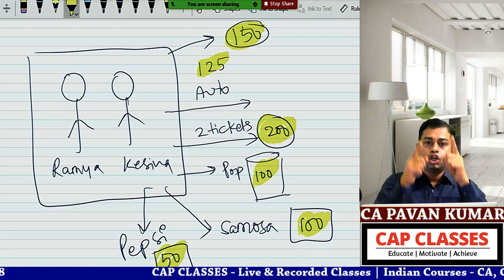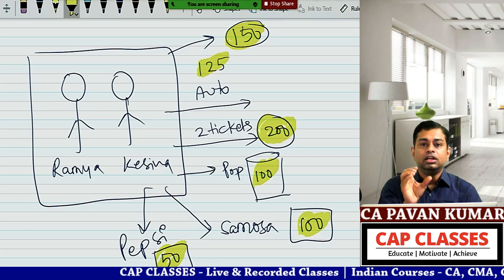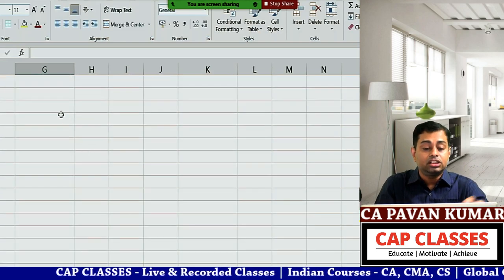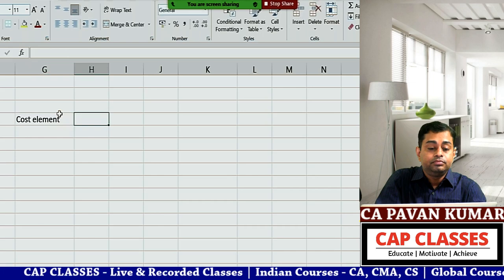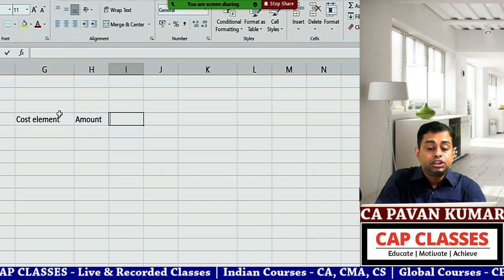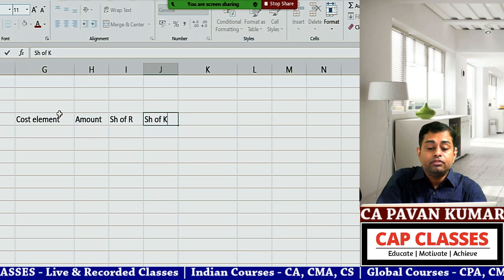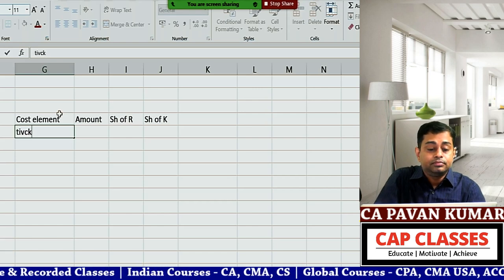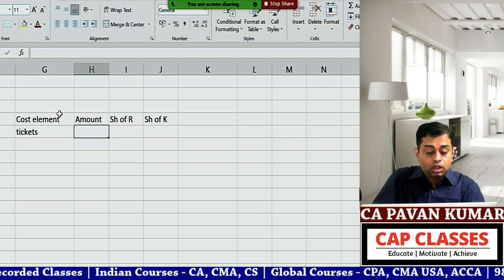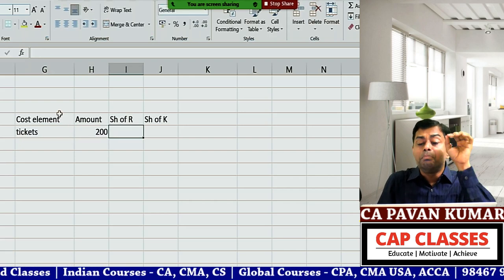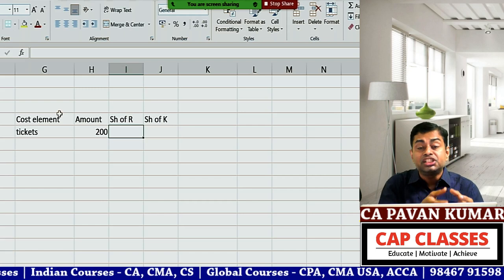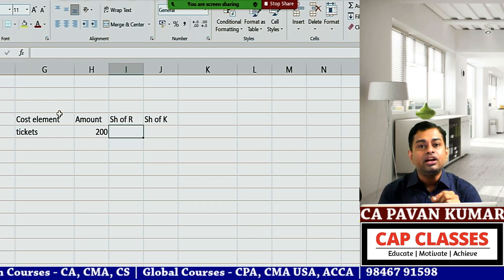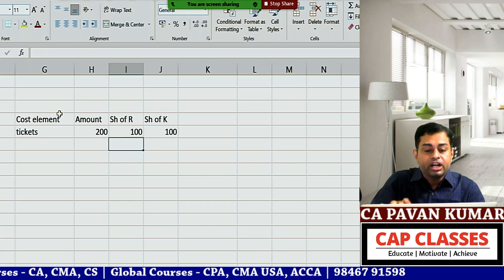Cost. Total cost. Cost element, total cost, share of Ramya, share of Kesina. So they made a table like this. Typical costing students. So cost element, amount, share of Ramya, share of Kesina. Okay, auto rickshaw. Our first tickets, 200 rupees. They don't need to break their head on how to apportion this 200 because this is direct cost. Direct cost per person, 100 rupees. So 100, 100, you can put it here.